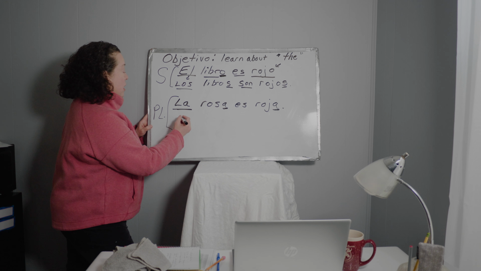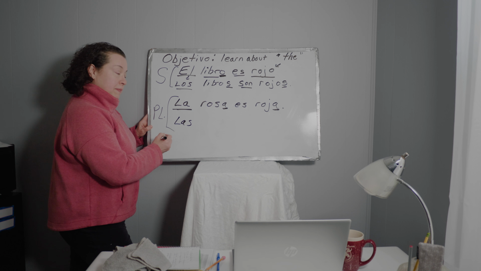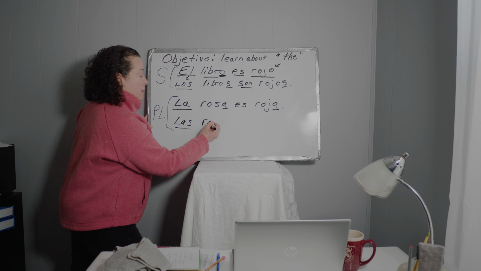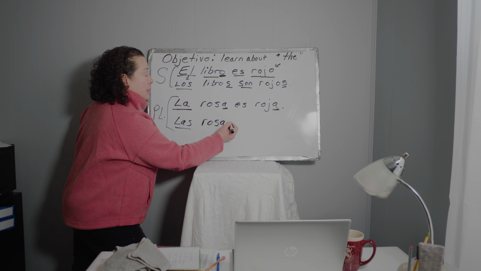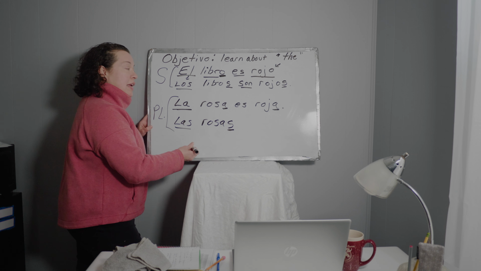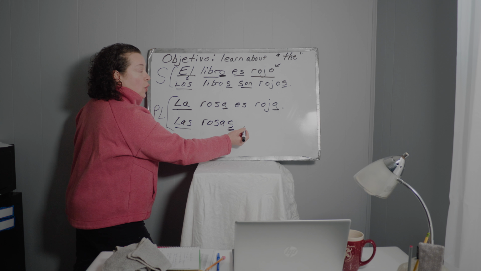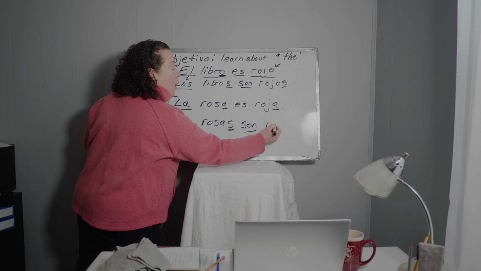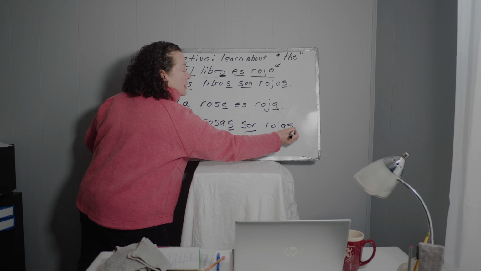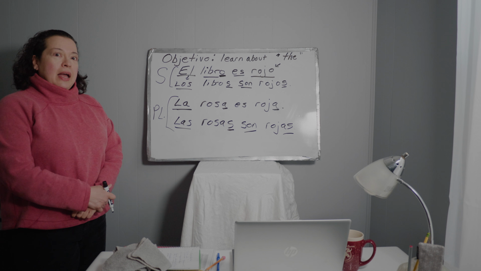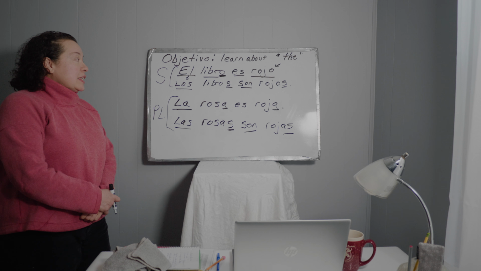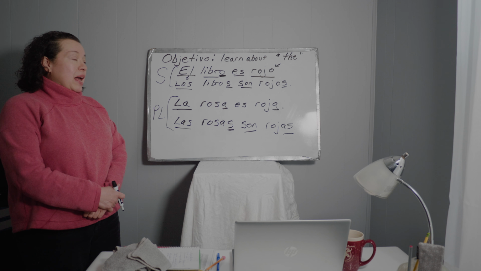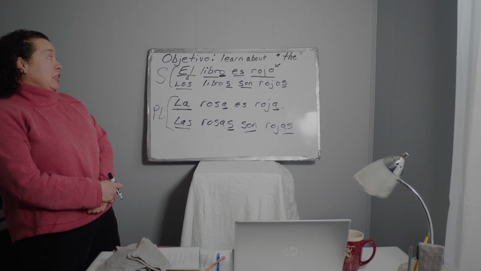La becomes las. Rosa, what do you add to the ending? Yes, an S. Las rosas, and es will become son, as it did in this sentence. Son rojas. You add an S here as well. Okay, so that is how you make singular sentences and plural sentences in Spanish using the word the for masculine and feminine sentences.